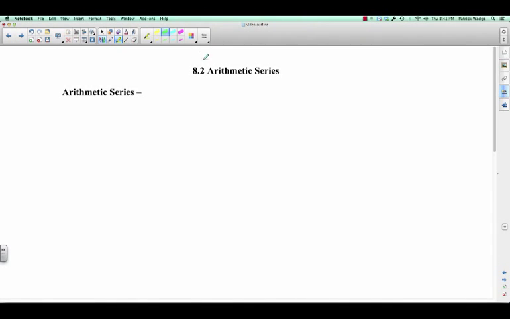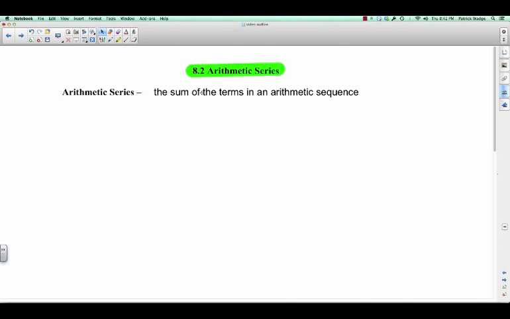Okay, 8.2 is on arithmetic series. Last time we looked at arithmetic sequences. This time it's arithmetic series. So what's the difference? An arithmetic series is the sum of the terms in an arithmetic sequence.